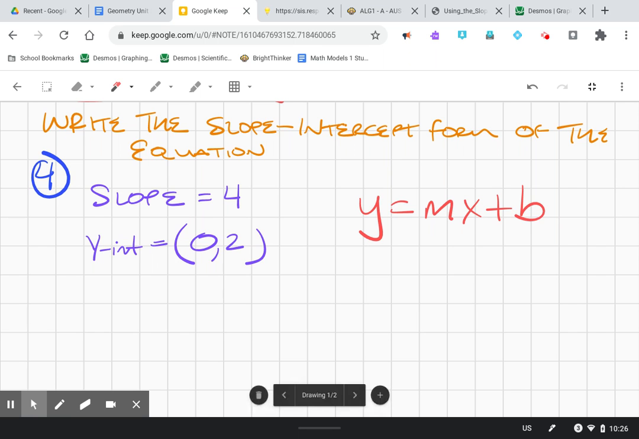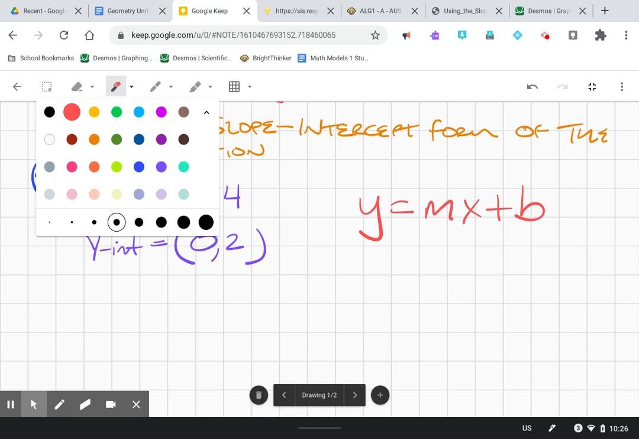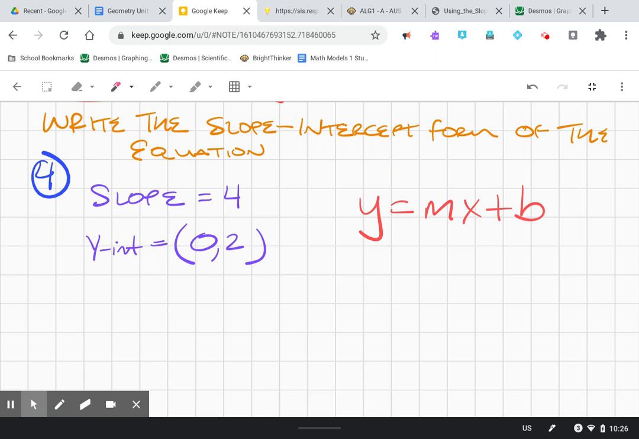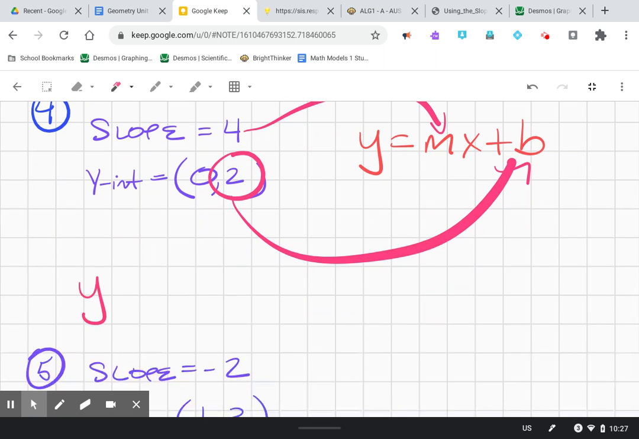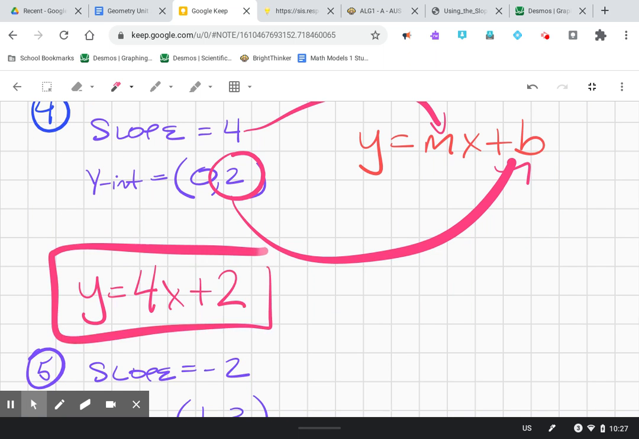Now if they give you the slope and y-intercept like this one, it's very, very simple. You don't have to do really any work at all. You're just going to put everything where it belongs. We know that the slope is going to go here, and the y-intercept is going to go here. So my equation is going to look like this. Y equals 4x plus 2. And we're done. That one's really easy.